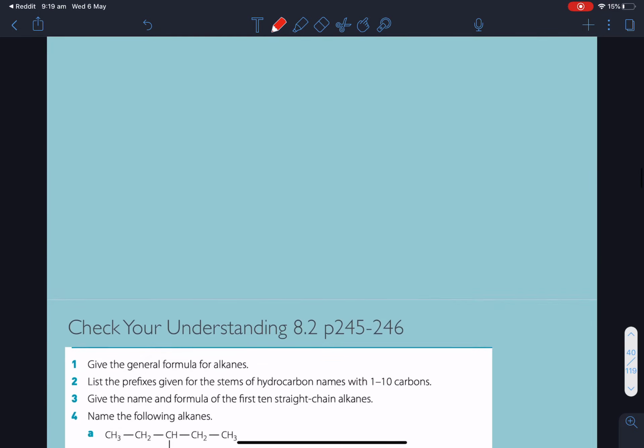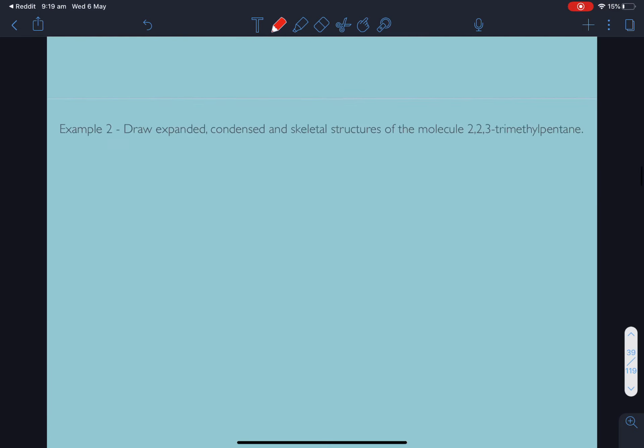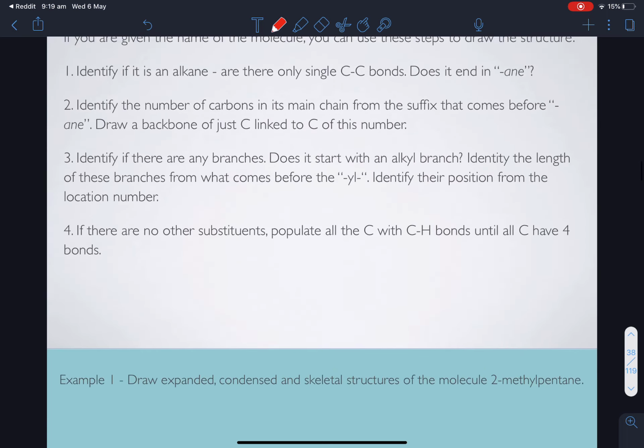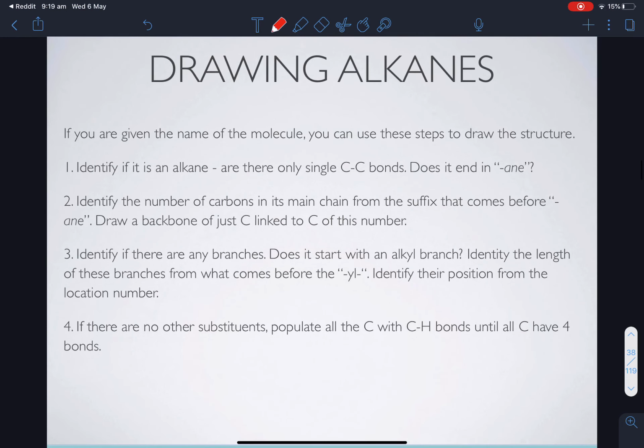Or should I do it now? Oh, we've only got two. Let's power through. Okay, drawing alkanes. If you're given the name of a molecule, you can use these steps to draw the structure. So it's like the reverse of what we've been doing.